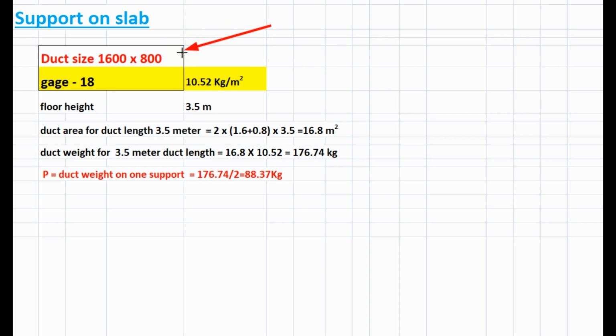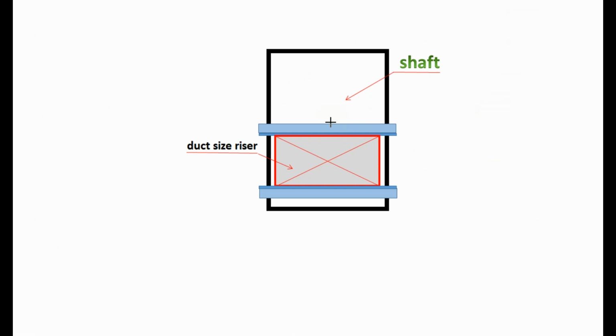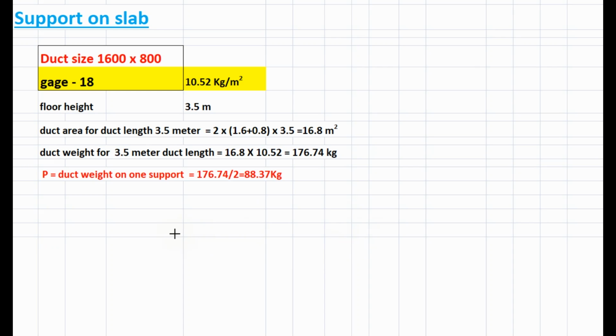Duct size is 1600 by 800, gauge 18, and unit weight for gauge 18 is 10.52 kg per meter square. Height difference between two slabs is 3.5 meter. And the total area for a duct length of 3.5 meter is 16.8 meter square, and total duct weight for a length of 3.5 meter is 176.74 kilogram. As we use two angles on each slab for duct riser support, the total duct weight that will be supported by one angle will be half of the total duct weight.